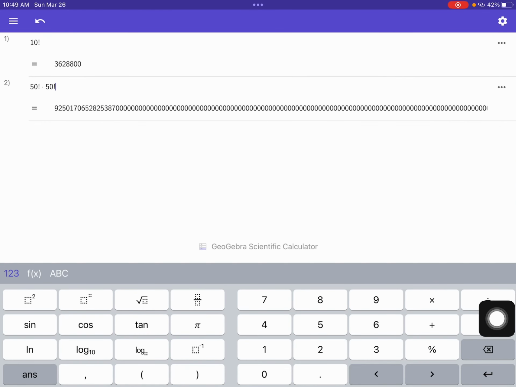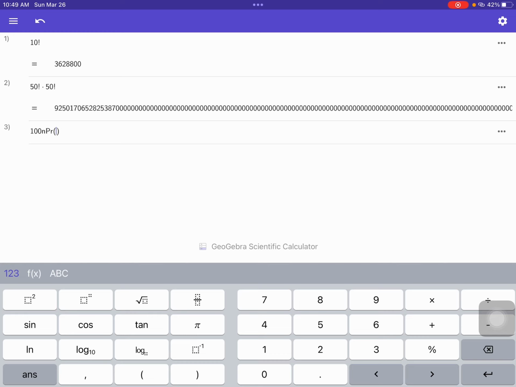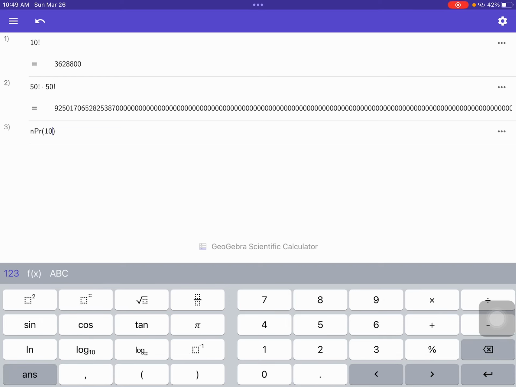Let's see what we get over here. On your calculator, it depends on the calculator. On this one, we have to type in NPR first, and then we'll do 100, comma, 10. And that's a large number there. So let's see: thousand, million, billion, trillion, quadrillion. These are extremely large numbers.